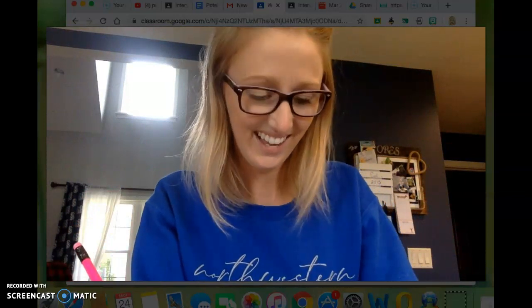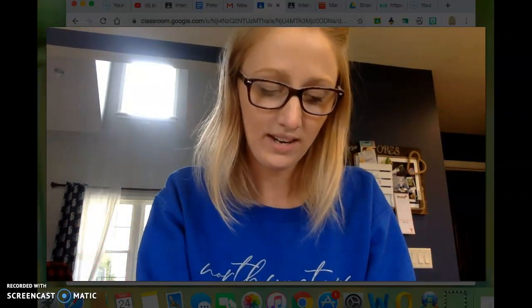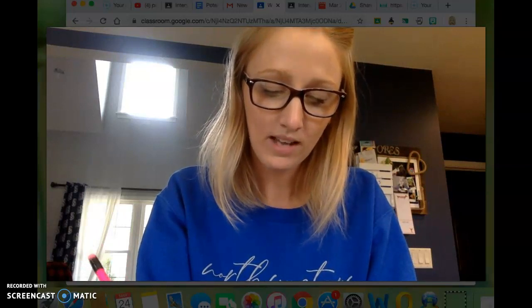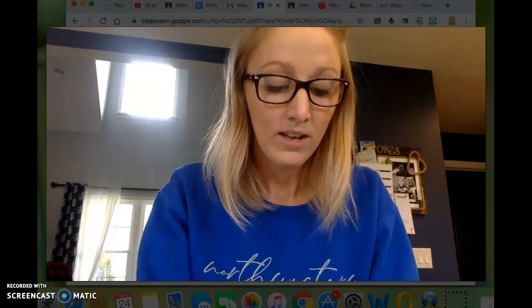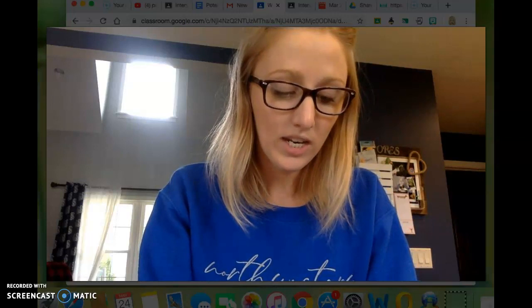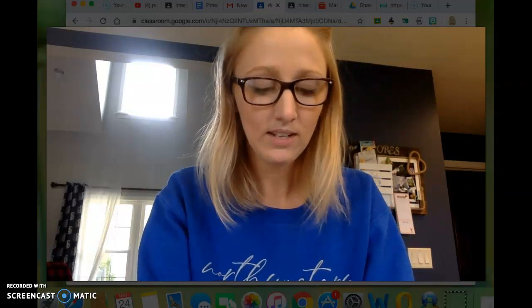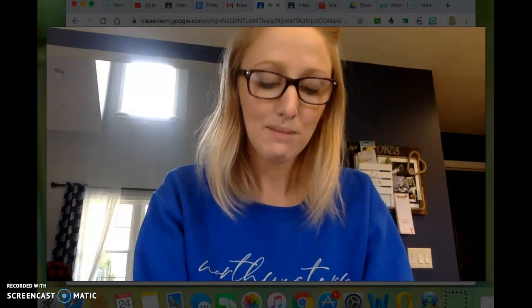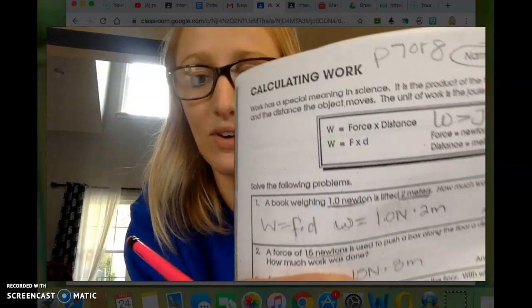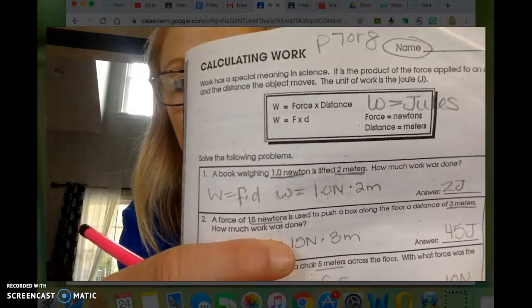Number 1, a book weighing 1 newton is lifted 2 meters. How much work was done? So our equation is W equals F times D, force times distance. So our work is 1 times 2, and our answer is going to be 2 joules.